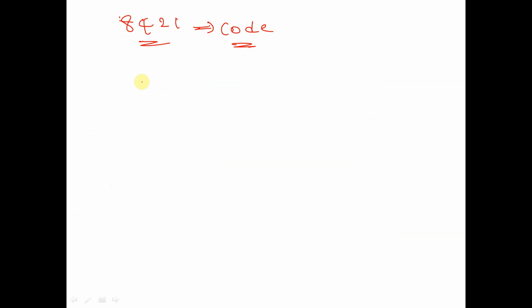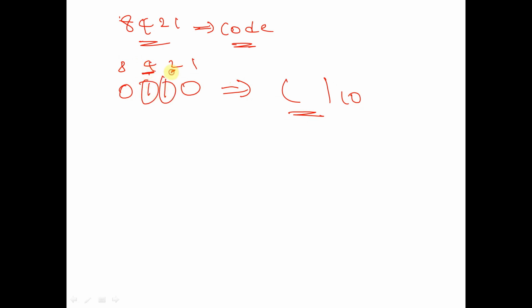So if we have a 4-digit binary, say 0110, and if we want to convert it into a decimal number, then we will apply this 8421. We will add the corresponding weights, that is, this is equal to 4 and this is equal to 2, so it will be equal to 6. So 0110 is nothing but 6 in decimal.